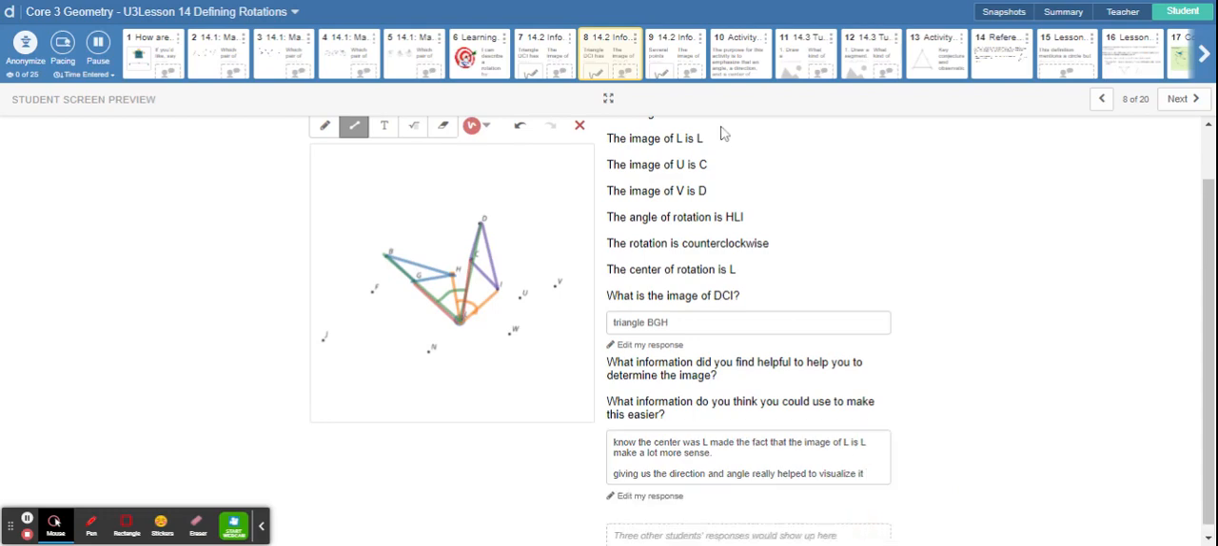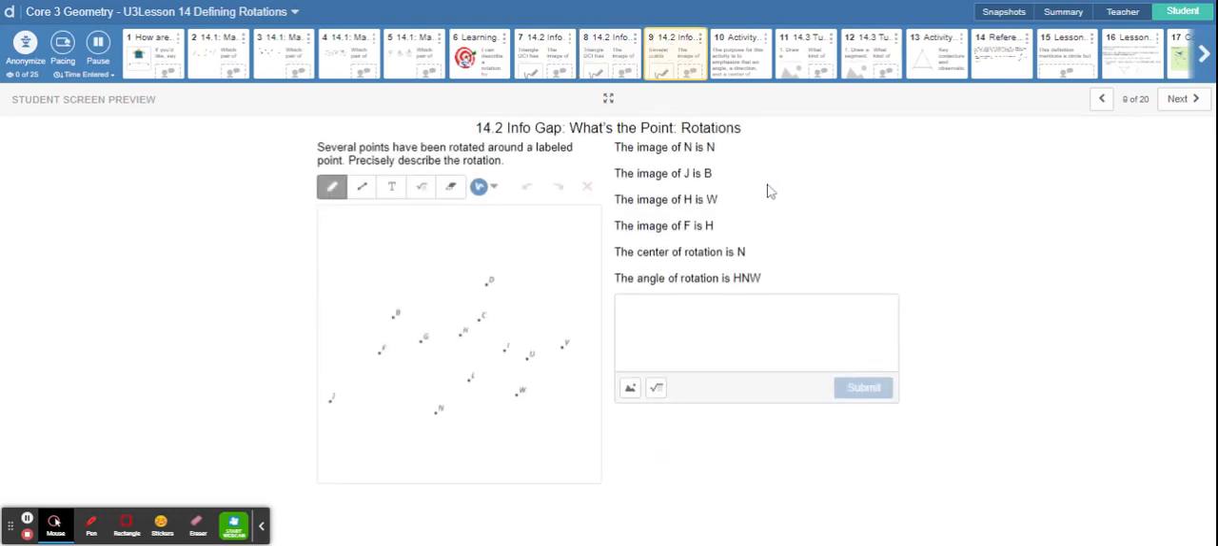So you're going to have one more to do on this next slide. You're going to try this one out. It's a little bit different, gives you some information here. Same picture, but now we are looking at several points that are being rotated around a labeled point. So you have to precisely describe the rotation.